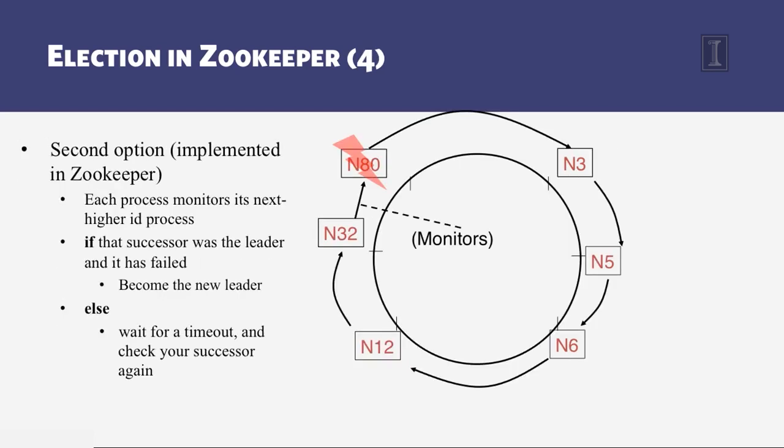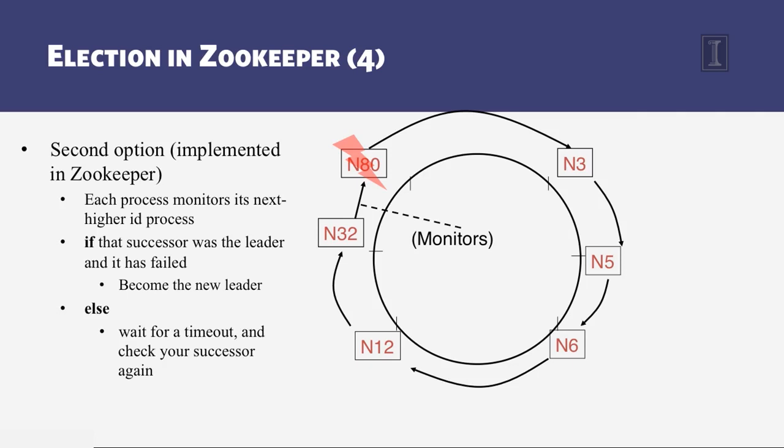So the option that is actually implemented in ZooKeeper involves each process monitoring its next higher ID process. So N32, which is the second highest ID process in the system, monitors N80. N32 itself is monitored by N12, N12 is monitored by N6, and so on and so forth. And of course, N3 is monitored by N80 so that you wrap around the ring.